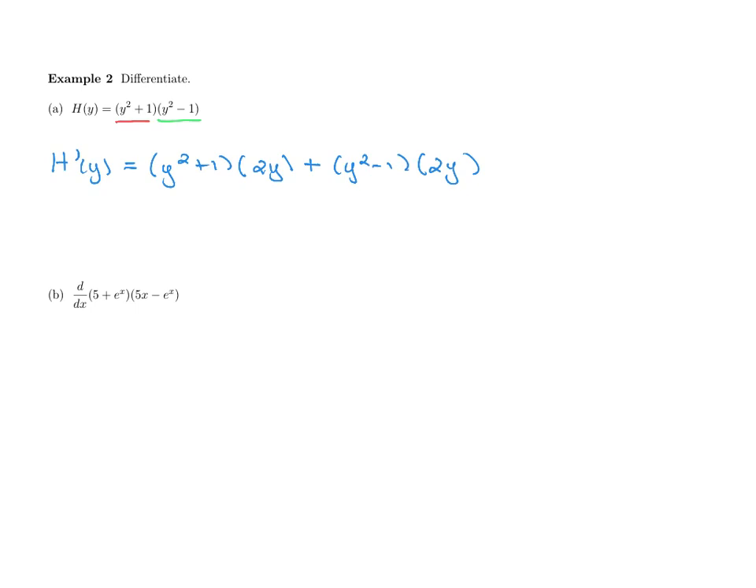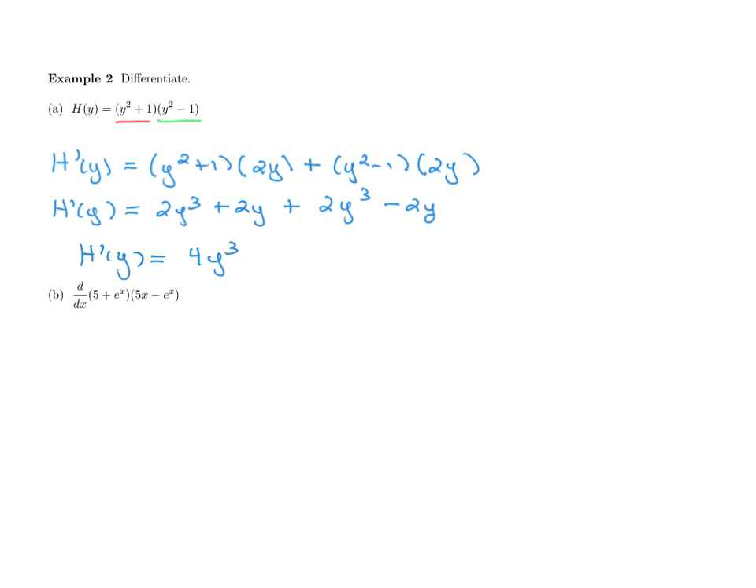Now we can simplify this a little bit. H prime of y is equal to, if I multiply in the 2y, we get 2y cubed plus 2y. And if I do the same thing over here, distribute in the 2y, we get another 2y cubed, but this time a minus 2y. And we have like terms. 2y cubed and 2y cubed is 4y cubed, and this cancels with this to give us our final simplified answer of h prime of y is equal to 4y cubed.